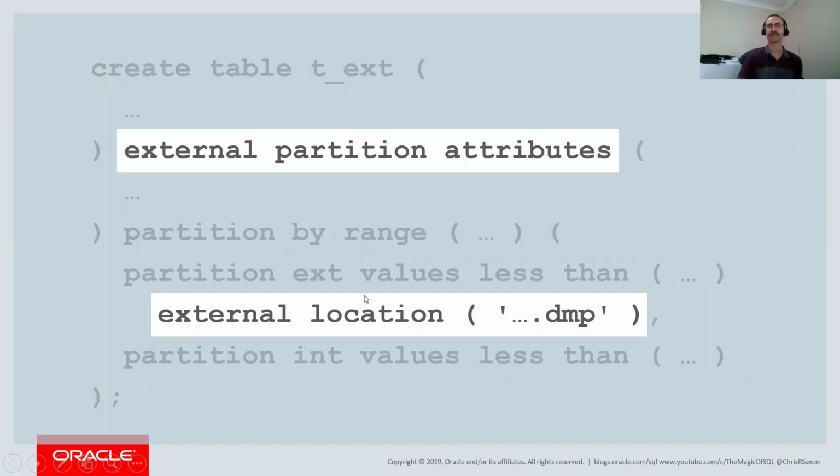External location is read only, so we can query it, but we can't change it, which kind of follows the rules we've said so far about external tables. You can query them, but you can't change them after the fact. The only way to unload is create table as select.